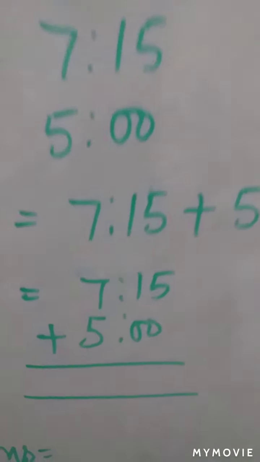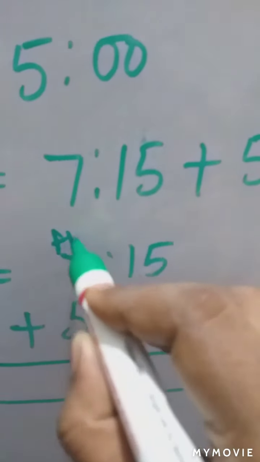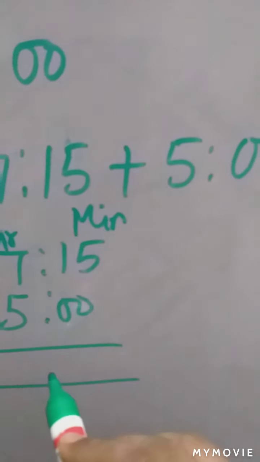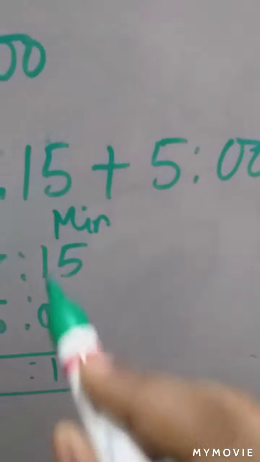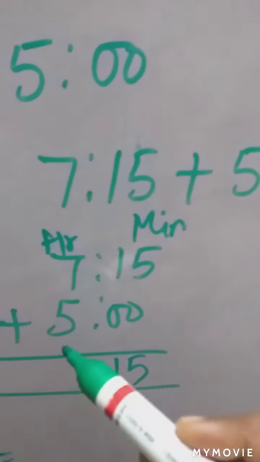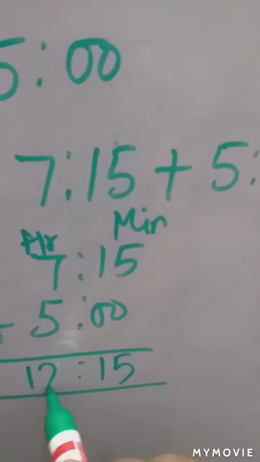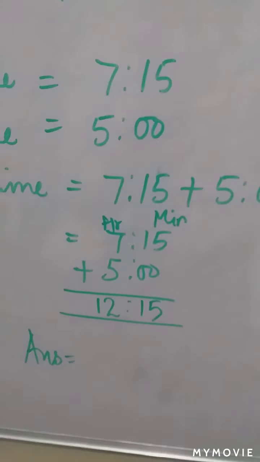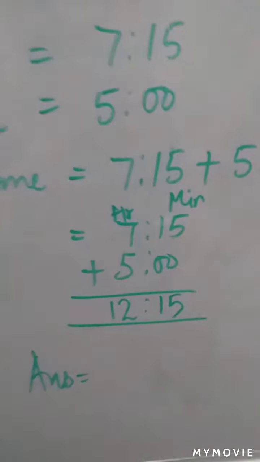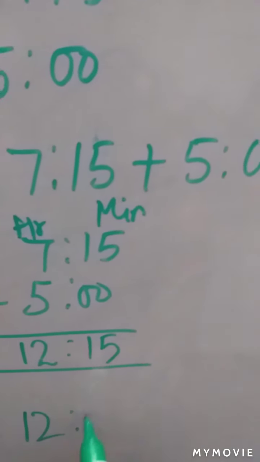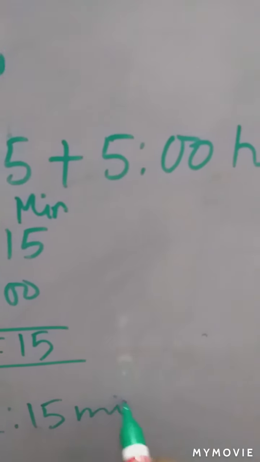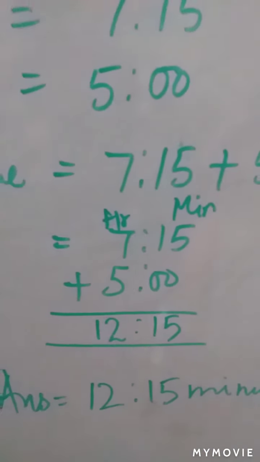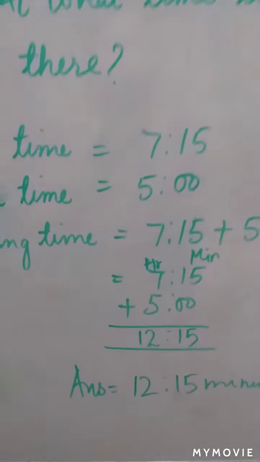You can simply add, and if you want you can write hours and minutes on top so that you can understand well. So when you add the minutes you will get 15 minutes, and 7 plus 5 is 12 hours. So at 12:15 he will reach his destination. So our answer is 12 hours and 15 minutes. If you write minutes at the end, it is understood that this is minutes and this is hours. I hope you have understood.